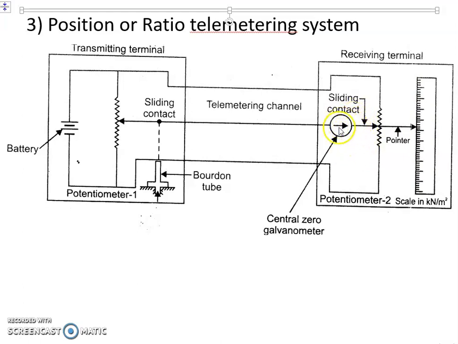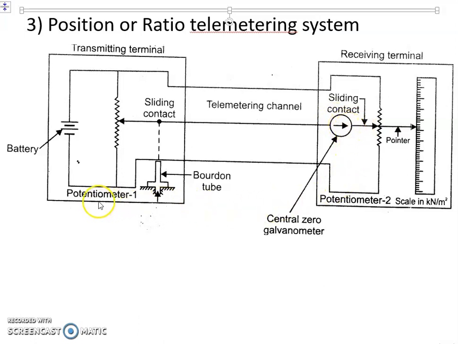The receiving terminal also consists of a sliding contact which moves across a calibrated scale, and there is a center zero galvanometer. So now whenever there is no pressure applied to the Bourdon tube, the sliding contact is present at the center of the potentiometer. So therefore the galvanometer reads 0 voltage, that is, it gives null deflection.